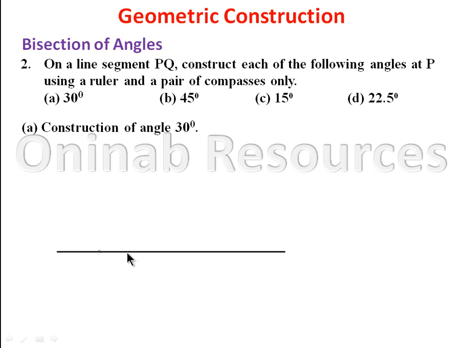So we draw our line segment. This is point P. Locate another point, Q. It must not be so close, so we give a reasonable distance. We now take P as center. We want to construct angle 60 degrees first. Opening a convenient radius with our pair of compasses, take P as center, draw an arc, then still maintaining the same radius, take this point as center, draw an arc, then join the point of intersection of the two arcs to P. This is angle 60 degrees, so we bisect to get 30 degrees.